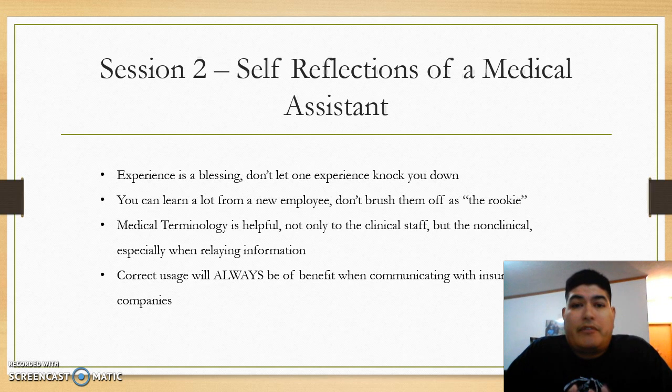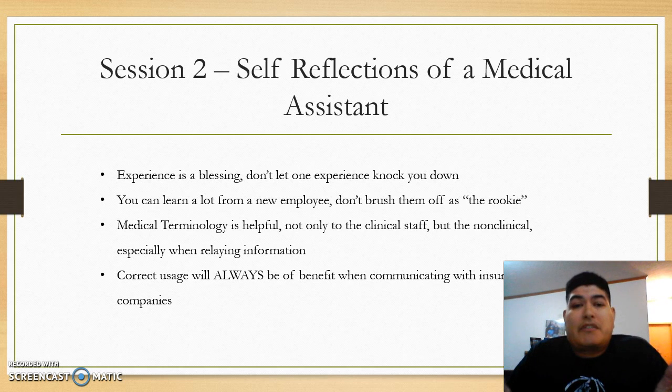This class was a great refresher, and in my 12 years as a medical assistant, I found that correct and proper usage of medical terminology really, really helps with any communication you have with insurance companies. One little slip, one little mess up, and it can throw the whole thing out of whack. And if you are working on a prior authorization for a procedure or even a surgery, that can set it back weeks, if not just days.